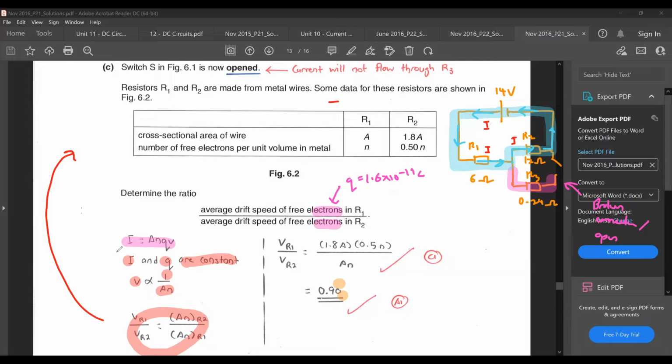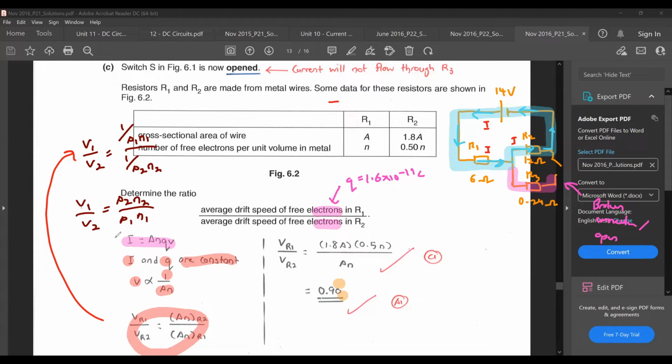Since V is inversely proportional to area times number density, you can just write it as this. V1 to V2 is the same as 1 over A1 N1 to 1 over A2 N2. So therefore, it gives you A2 N2 over A1 N1.